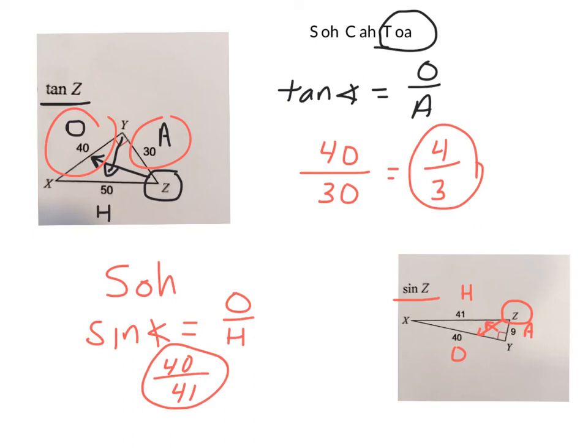Just as an aside, if you took a calculator and divided 40 by 41, you'd get a really long decimal. And so sometimes if you've done some work with trig prior to this, you might have seen that trig ratios can sometimes be really long decimals. And that's where they come from. It's just, in this case, we're leaving them as fractions, that's all.